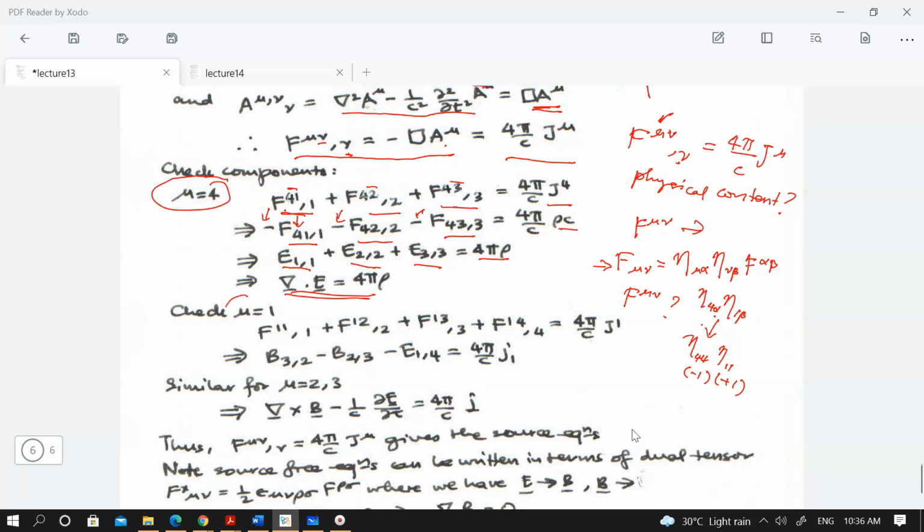Now one can start to check for mu equals 1. Again, just substitute the indices, so you get essentially the following. And on the right hand side is J1, the first component of your current density. What corresponds to the left hand side here is essentially this equation, which we recognize: this two part is coming from the curl, and this one is a time derivative.